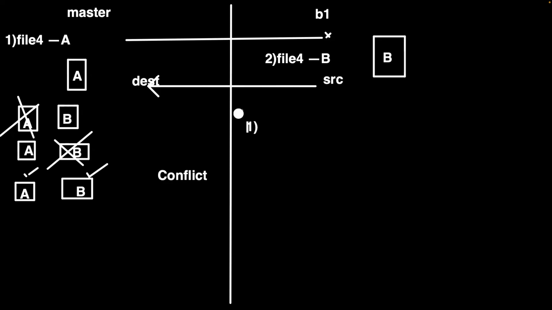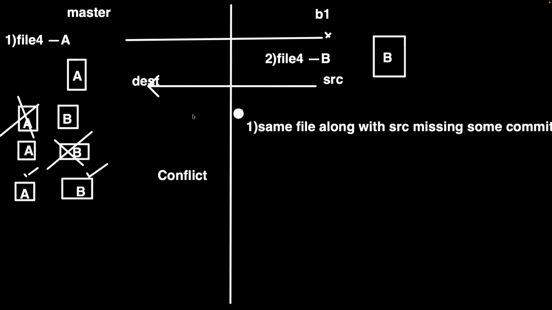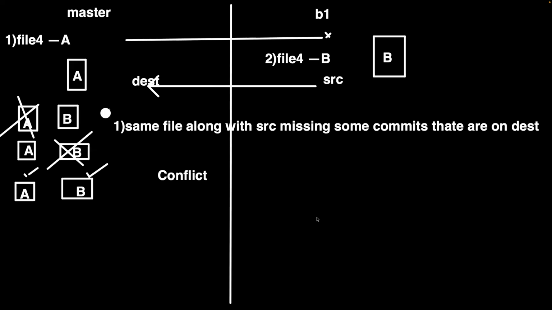First reason is same file, along with the source missing some commits that are on the destination. See here, source branch is B1. It's missing commit A. If commit A was also here, when you are merging, both will go and sit into master. There is no confusion for Git. Git is after all a tool. It cannot make a decision, right?